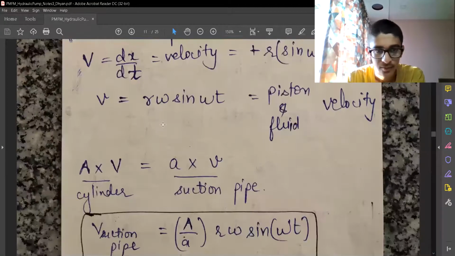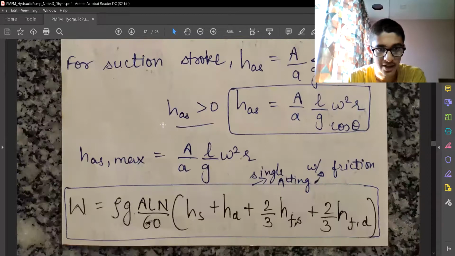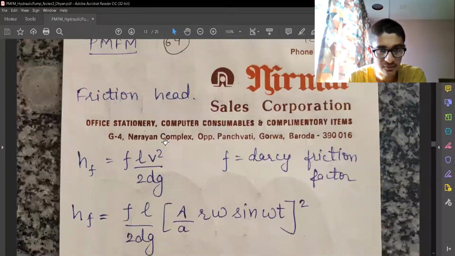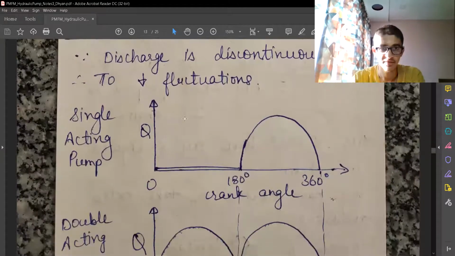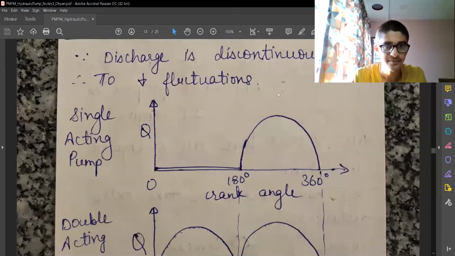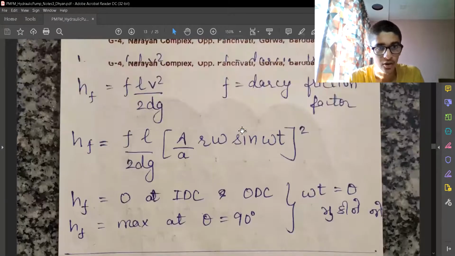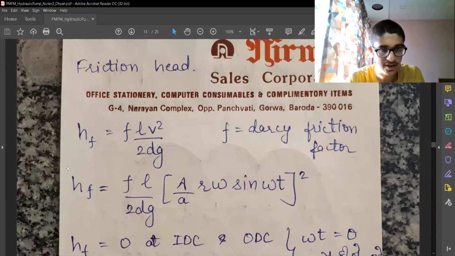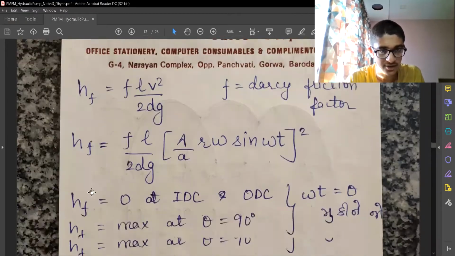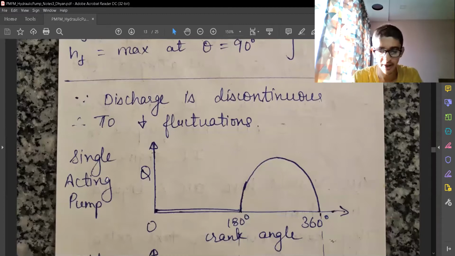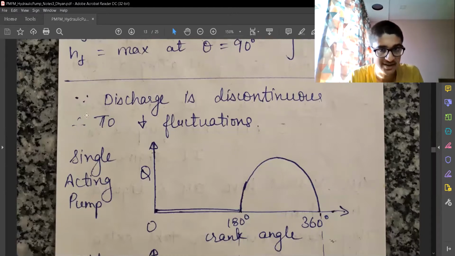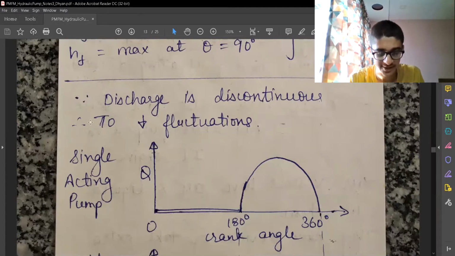Okay, now let's come to the diagram and see what will be the changes in flow rate with different kinds of configuration. So till now we have quantitatively defined the work done, the flow rate, the head loss, everything. So now let's see how the graphs are going to change. We know that the discharge is discontinuous for a reciprocating pump. So there are more fluctuations in them, but we want to reduce the fluctuation.